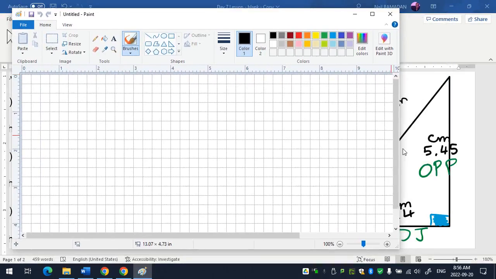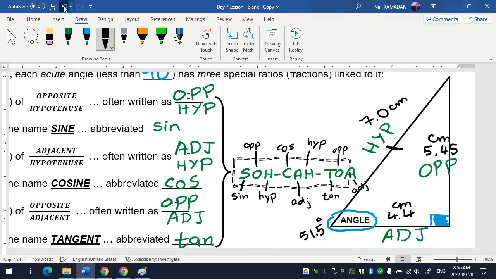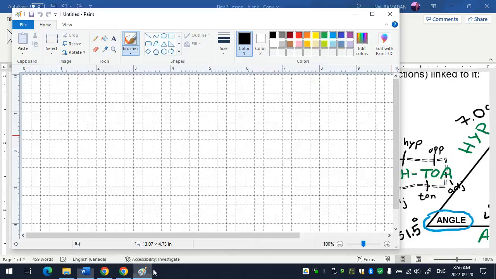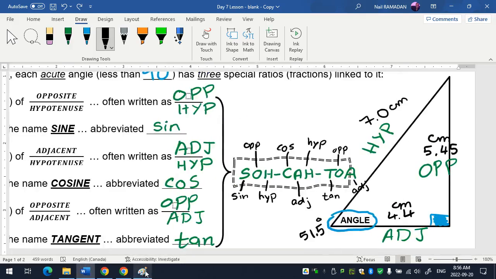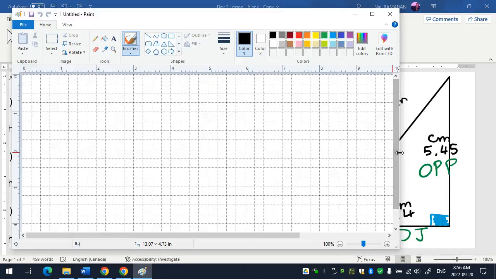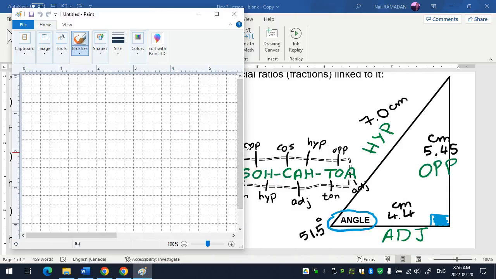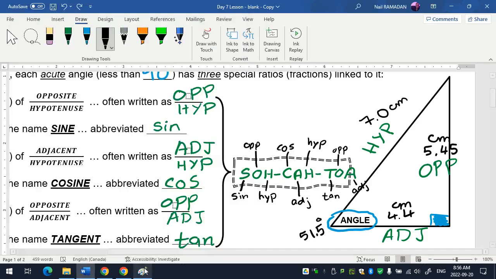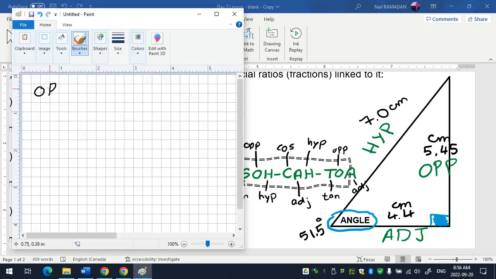Okay, everyone, do not write this down. Everyone, eyes on the screen. What was the first ratio we learned today? It was what over what? Aside from the name, what was the fraction? What over what? Opposite over hypotenuse.